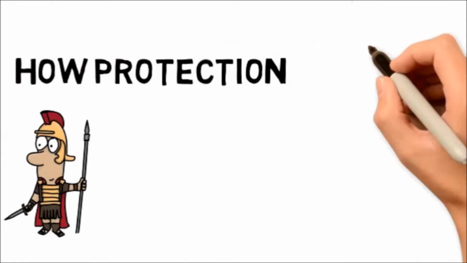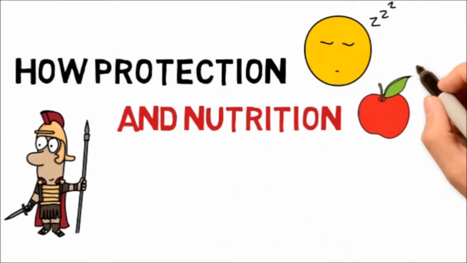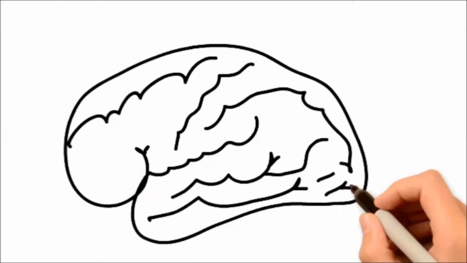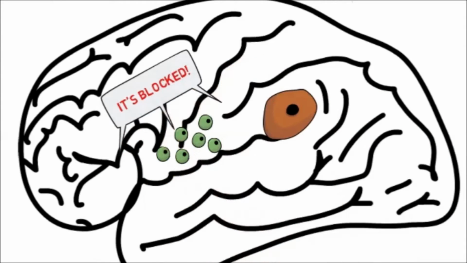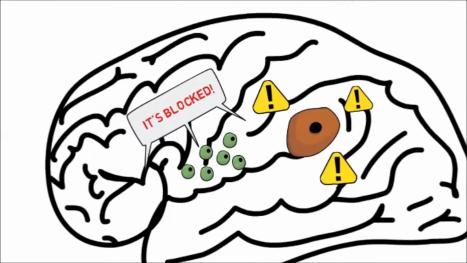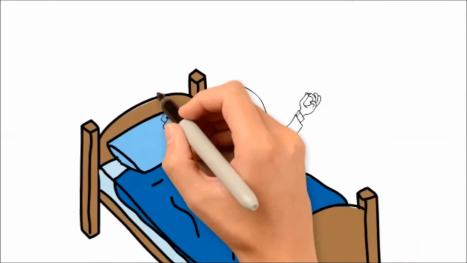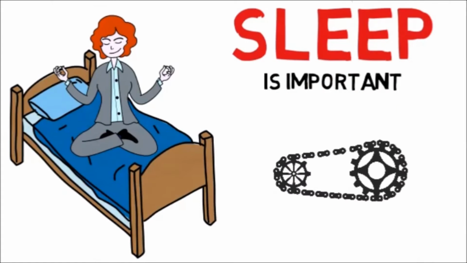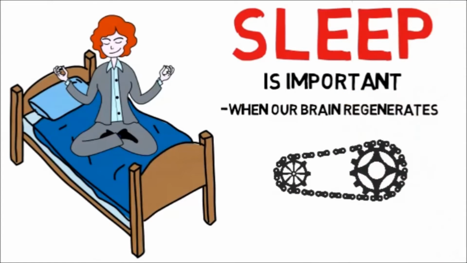In order to keep the brain alive, we need to learn to nourish our brain. As an SLP, we needed to learn how protection and nutrition happen because if the brain is not protected or not given the right nutrients it needs, it will die. For example, if a blood vessel is blocked, nutrition cannot go to that part of the brain and causes damage. Sleep is emphasized in this lesson. Sleep is very important because it's when our brain regenerates.